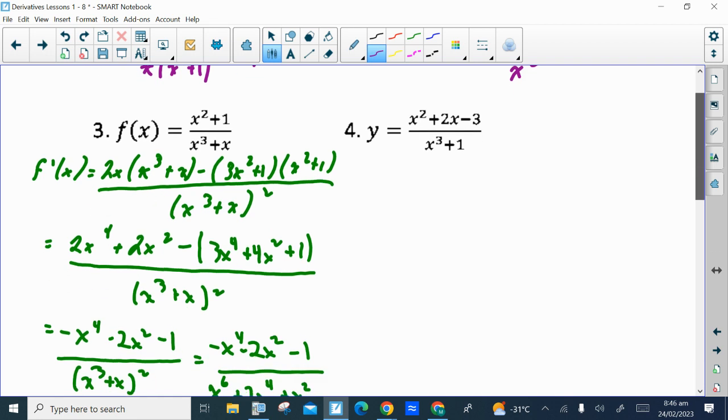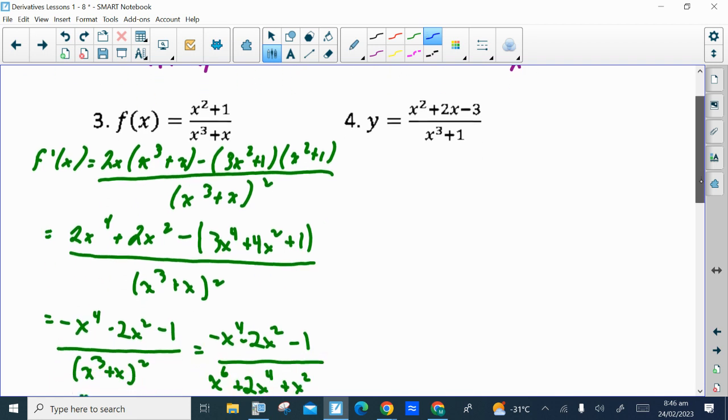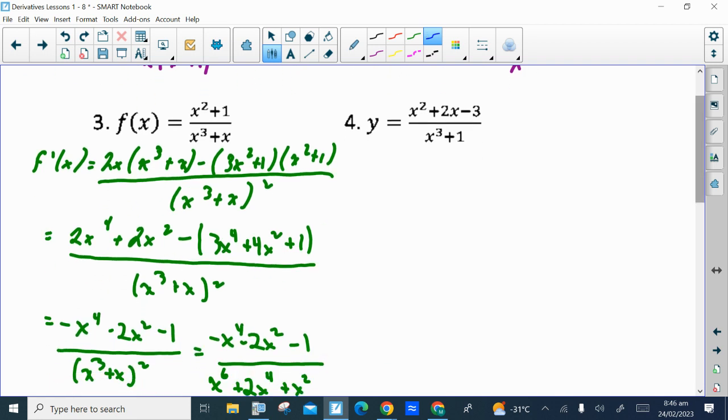So looking at number 4, there's no factors. Well, there is a factor for the top, I think, x plus 3, x minus 1, but that doesn't help us for the bottom. Okay? The denominator is a sum of cubes, but the first factor would be x plus 1, not x minus 1. So there's nothing we can do here to simplify this, so we'll go straight to the quotient rule.